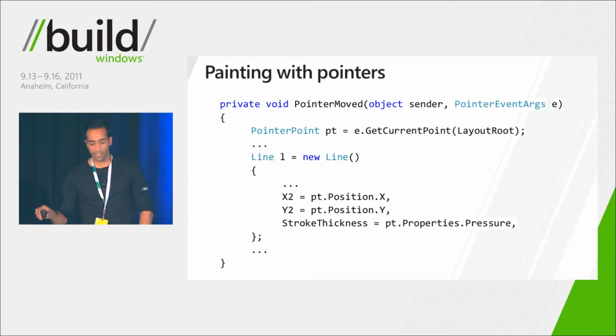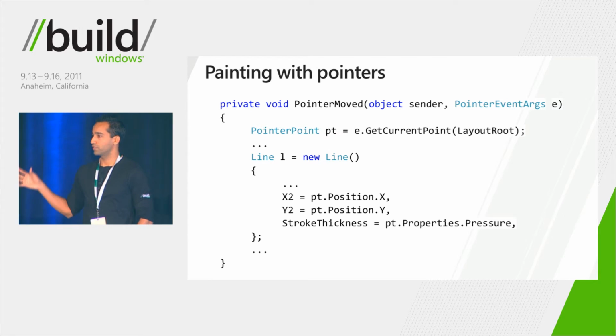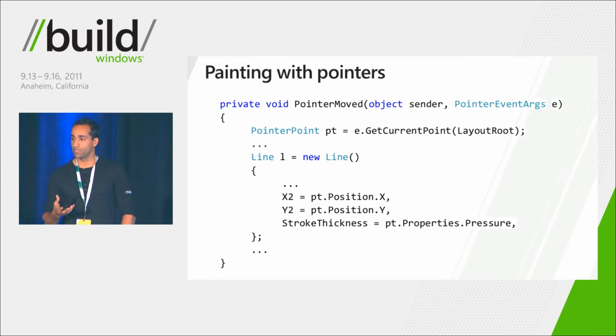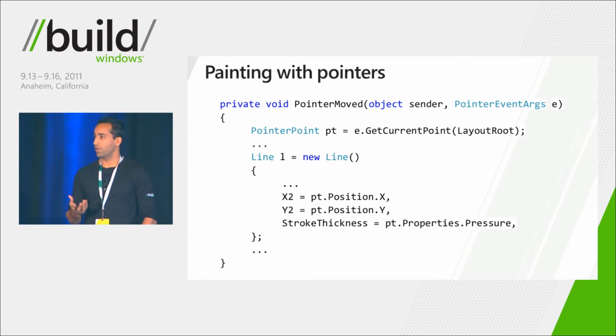And so another slide here is the code for the pointer moved. Now, I've taken away all the extra stuff that was just drawing the line. But I want to dive into the pointer moved event args and how you can get to the properties and what you can do with it. So I've hooked the pointer moved here. You've got something called the pointer event args.